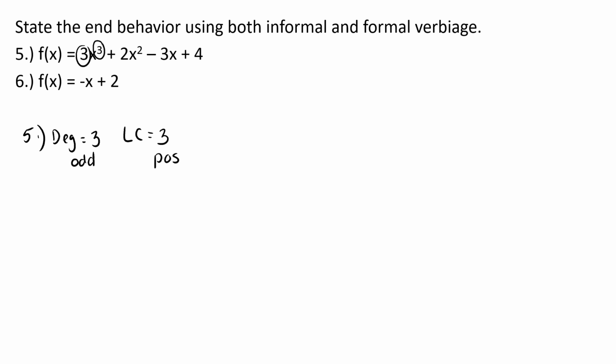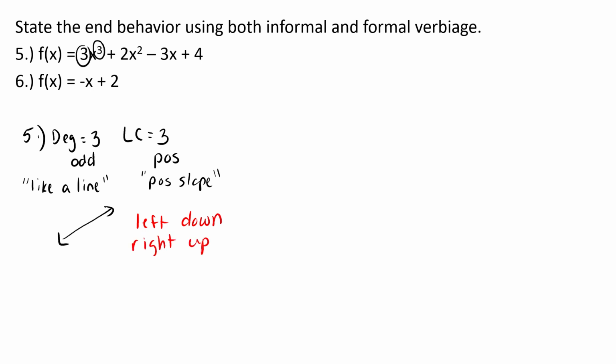Now, when I see odd, I think in my head, this is like a line. And this would be a line with positive slope. So we'd be looking like that, a line with positive slope. And so I could answer this: the left is going down and the right is going up.